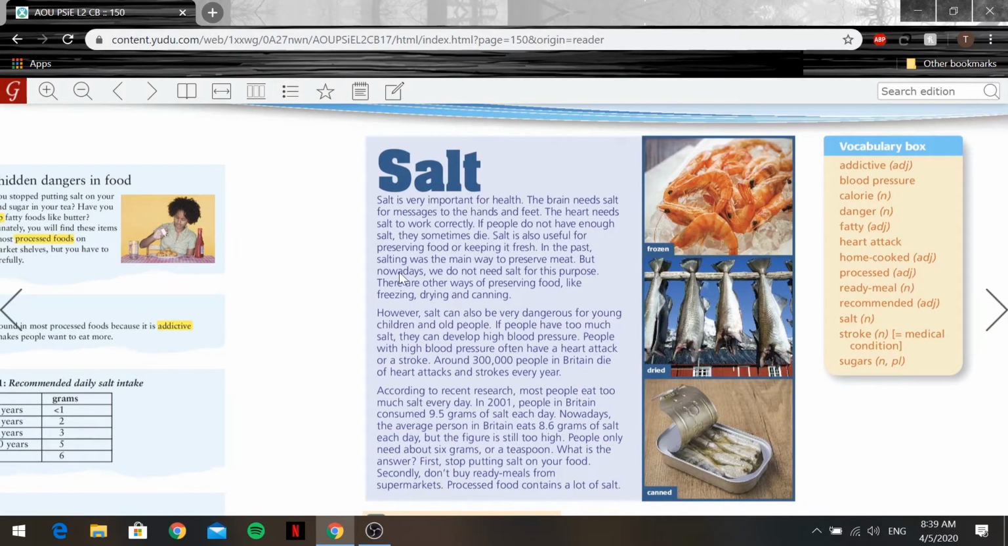So salt. Salt is very important for health. The brain needs salt for messages to the hands and feet. The heart needs salt to work correctly. If people do not have enough salt, they sometimes die. Salt is also useful for preserving food or keeping it fresh. In the past, salt was the main way to preserve meat, but nowadays, we do not need salt for this purpose. There are other ways of preserving food, like freezing, drying, and canning.